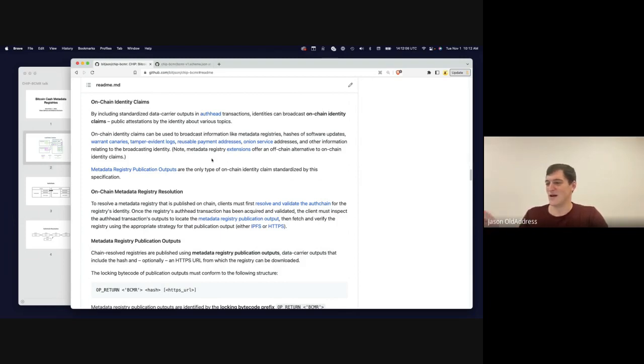So that's quite cool. Also things like warrant canaries, tamper-evident logs, being able to broadcast reusable payment addresses that are trusted if you're rotating reusable payment addresses. And then onion service addresses.